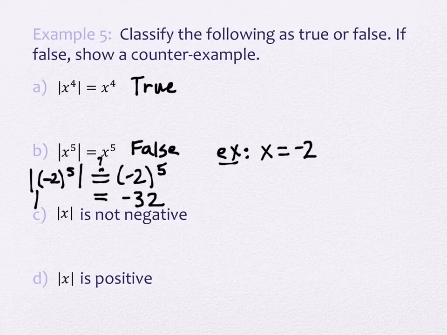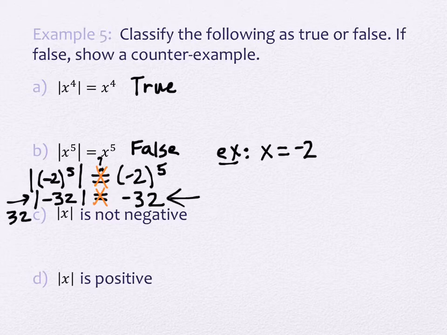On the left-hand side, I have a -32 inside of an absolute value. Are those the same? No. What's the left-hand side equal to? Positive 32. So these are not equal, because on the left-hand side here, the answer is 32, whereas on the right-hand side here, it's negative 32.